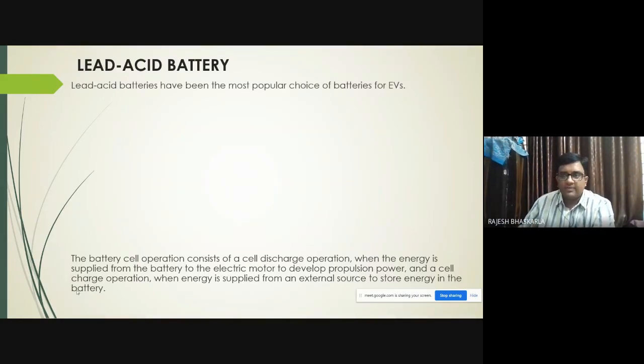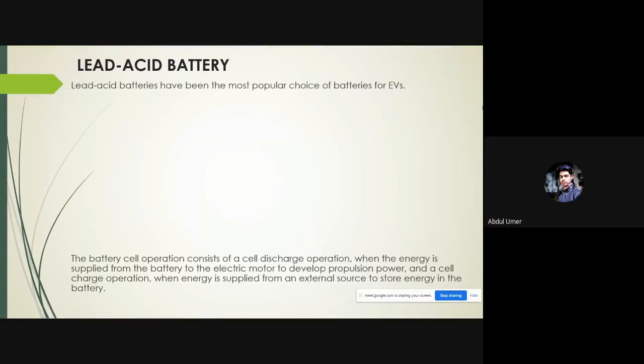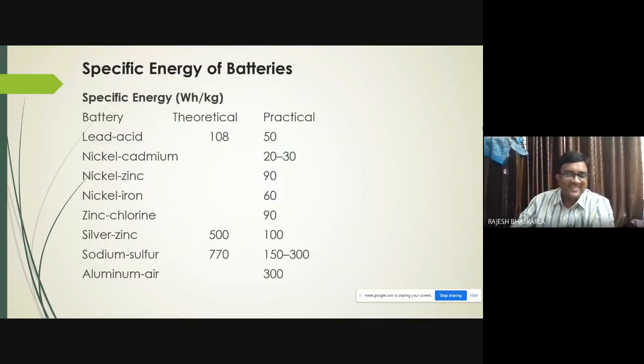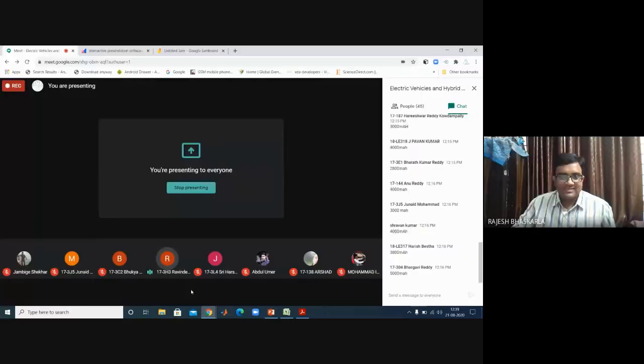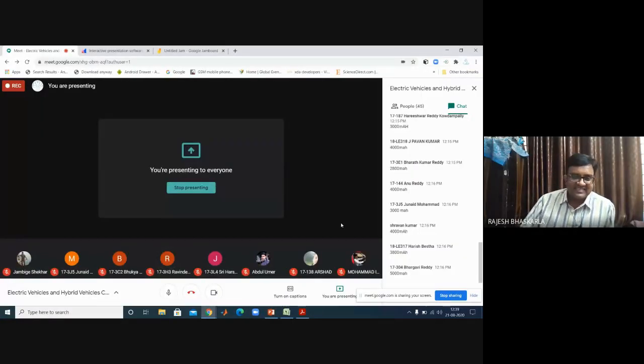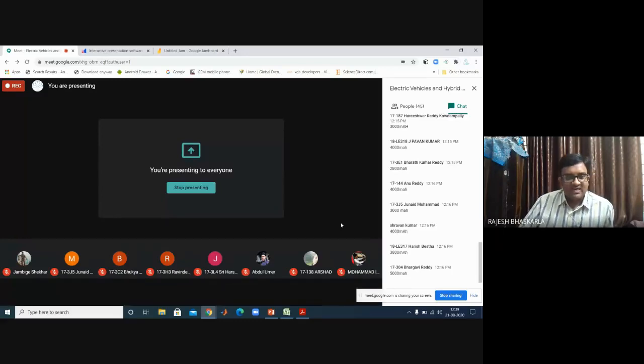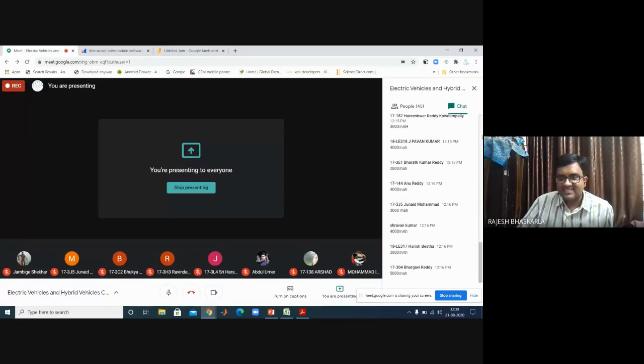Okay, now coming to lead acid batteries, they have been the most popular choice of batteries. Why? Do you know the reason why lead acid batteries are extensively used? I want you to answer why lead acid batteries are being extensively used. Because it is rechargeable. Rechargeable. Because it is cheap, sir. Very good, Ravinder. It is really cheap. That is one. And what are the others? Any others can answer this?